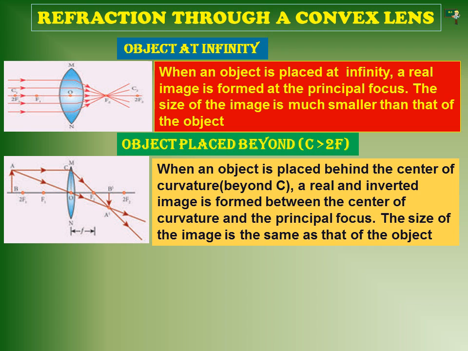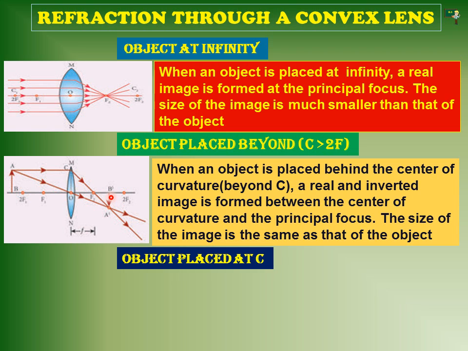When an object is placed beyond the center of curvature, that means beyond C, a real and inverted image is formed between the center of curvature and the principal focus. This is the real image, and here we get the inverted image. For A and B, we get A dash and B dash, which are the inverted images.